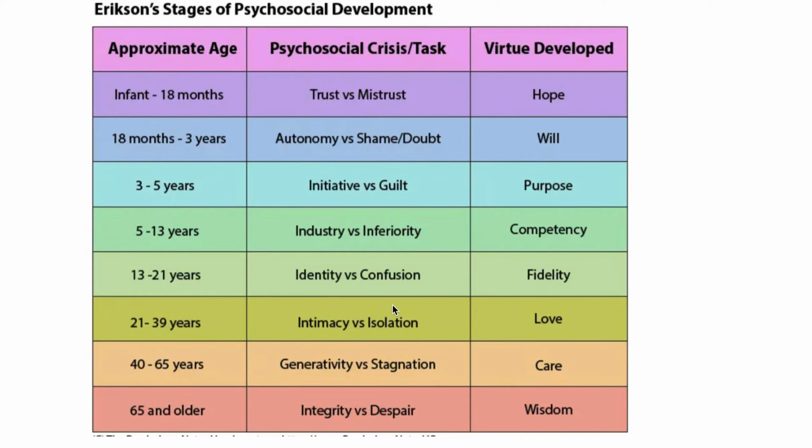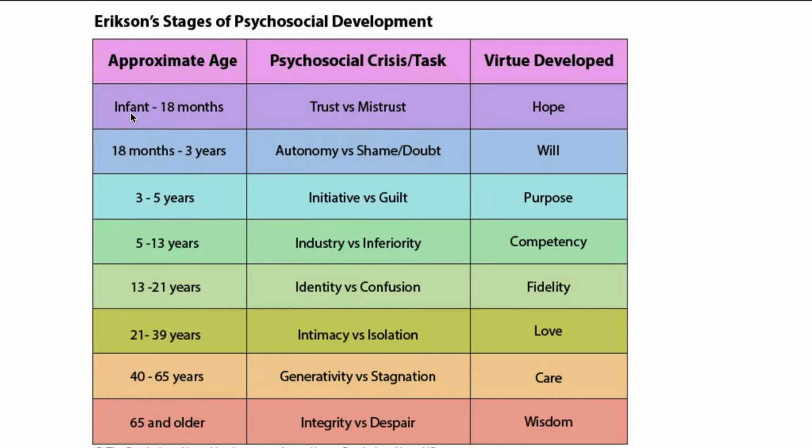Okay, here is Erik Erikson's psychosocial development. So first of all, we start with infant to 18 months of age. Children go through trust versus mistrust, virtue developed: hope. For example, when a child is very hungry, then the mother breastfeeds him or her, then he or she will develop a feeling of hope that somebody will fulfill my hunger.